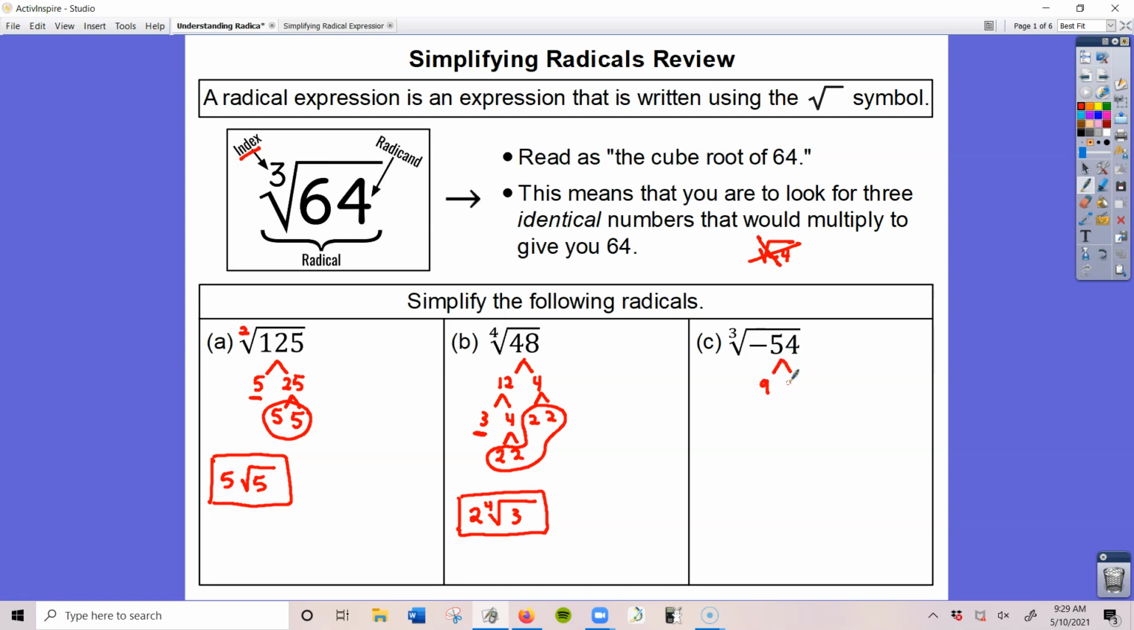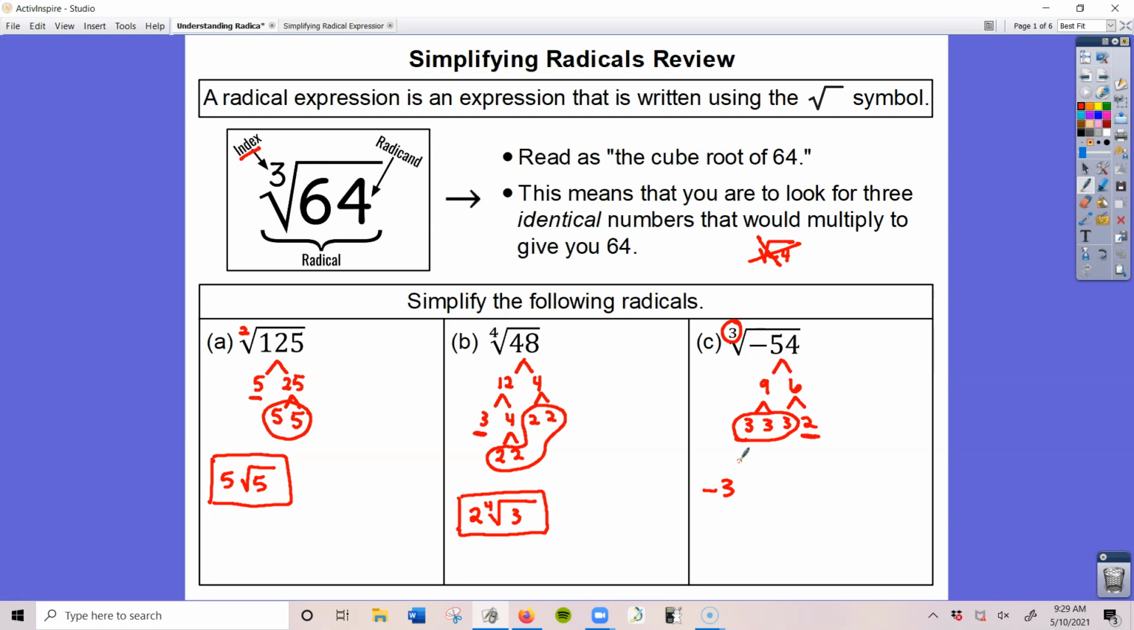54 is 9 and 6, which 9 can be broken down to 3 and 3, and then the 6 can be broken down to 3 and 2. So we need 3 identical numbers, so these are my 3, but this 2 will have to stay inside. Now remember that this is negative, so that means that my answer will be negative, and then the 3.